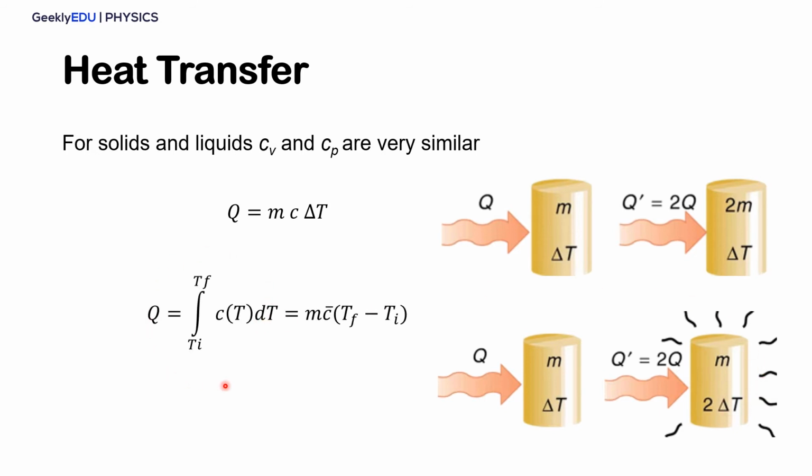Also remember that the specific heat depends on the temperature, and sometimes the difference in temperature between the initial and final states is very big, so we have different specific heats for each temperature. So in cases like this, we can take an average specific heat for the object, taking into account the final and initial temperatures.